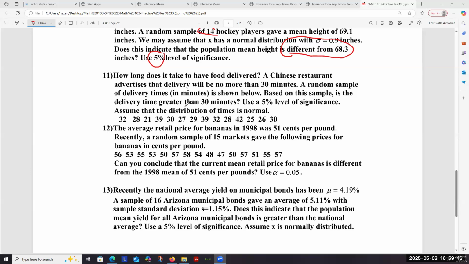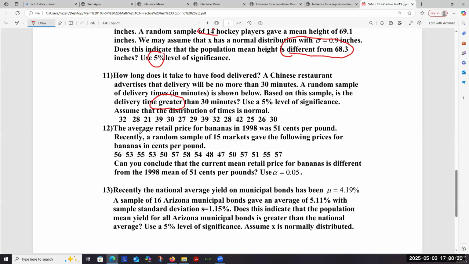A random sample of delivery times in minutes is given. These are in minutes: 32 minutes, 28, and so on. So this is a random sample. Based on this sample, we want to know: is the delivery time greater than 30? Greater than, so this is the claim that you have to investigate. The claim is that mu is greater than 30. So you have to check it with the sample.